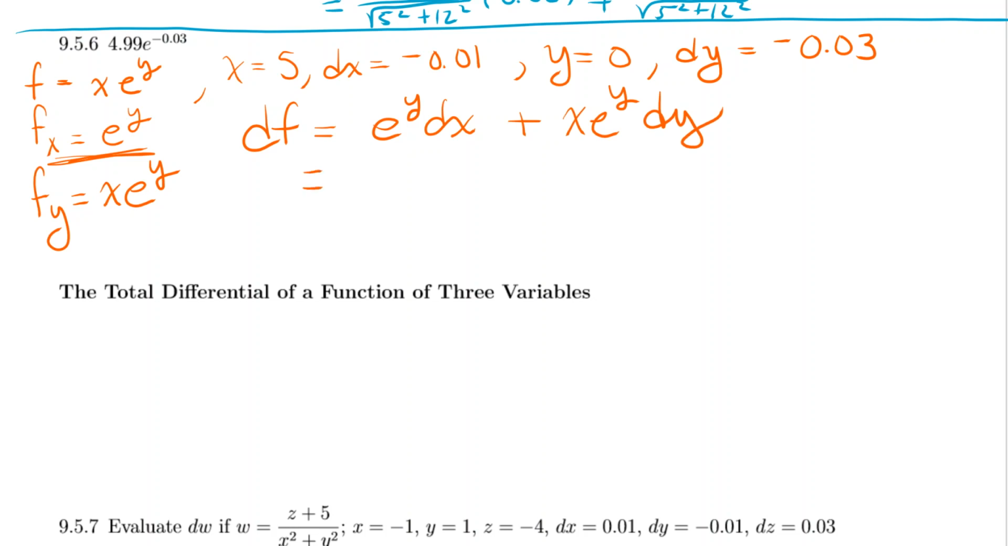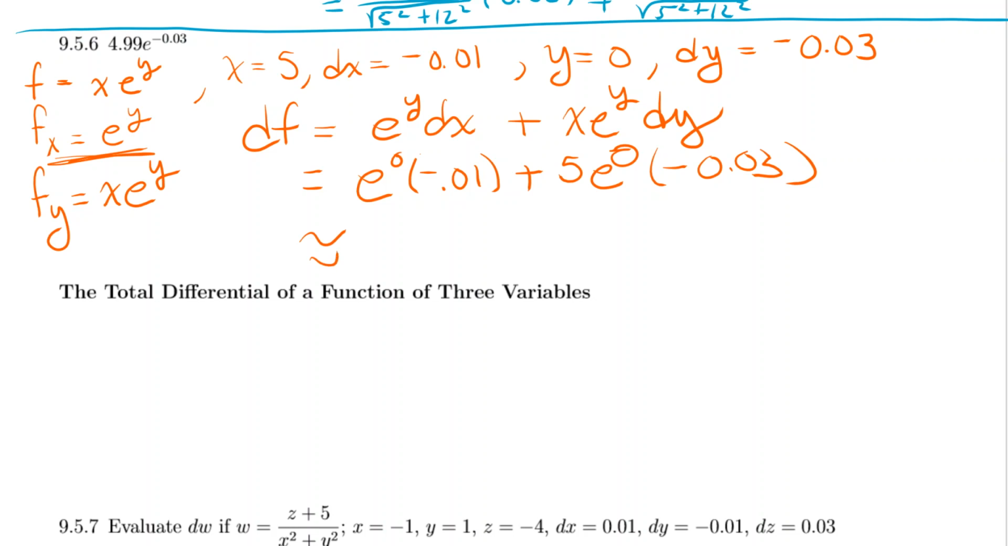Now I'm going to put in my values, so e to the 0 times negative 0.01 plus x, which is 5, times e to the y, which is 0 also, times dy, negative 0.03. Yeah, I should have done this one first. This one's much nicer. So when you calculate that, you get 3.3658. Why do I feel like I'm missing a decimal place? 68409. That's just beautiful.